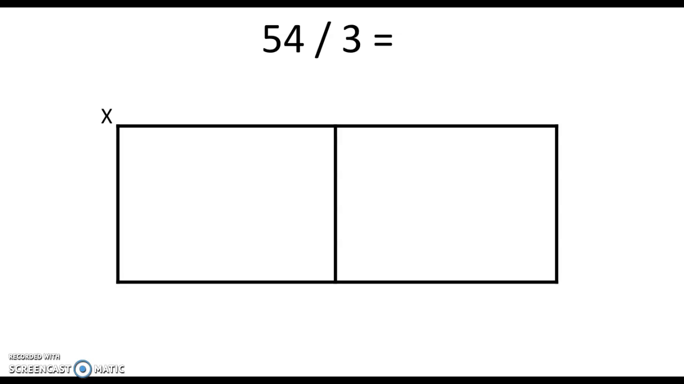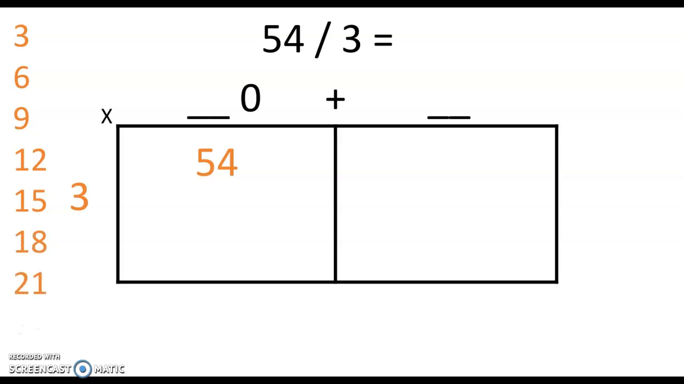54 divided by 3 using area model. Set up your place values, put your 3 on the outside, put your 54 on the inside, write out your 3 times tables, if you need them. Then we'll write out our steps.